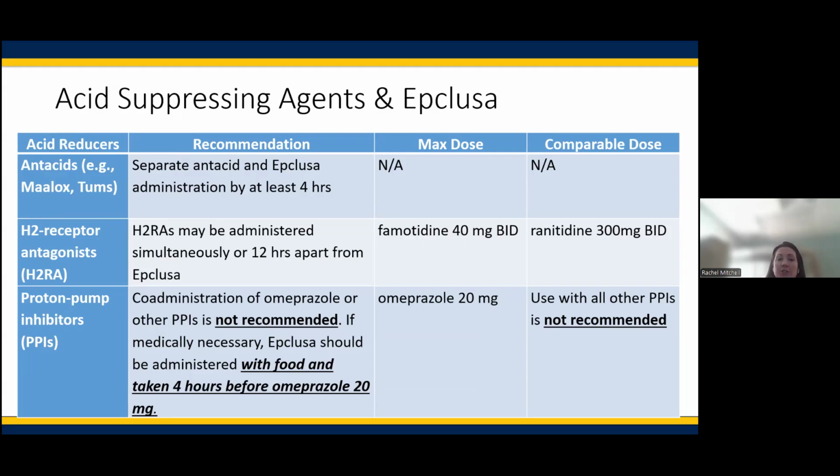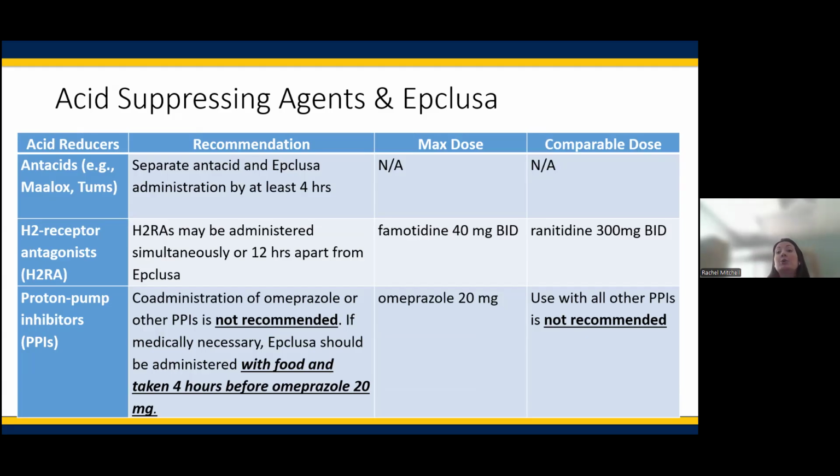And then the admin instructions are to take the Epclusa with food and then take the omeprazole 4 hours later. And what I find often, when I'm educating patients and trying to give them information, is that it's really beneficial at this point to provide them with a schedule, because sometimes they hear 4 hours later and they think, oh, it's just like the antacids where it's separated by 4 hours. And I will say there's a deficiency in the language of the package insert in the patient education portion where it says antacids and it does say at least 4 hours.